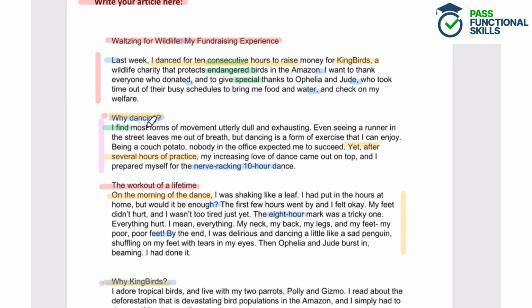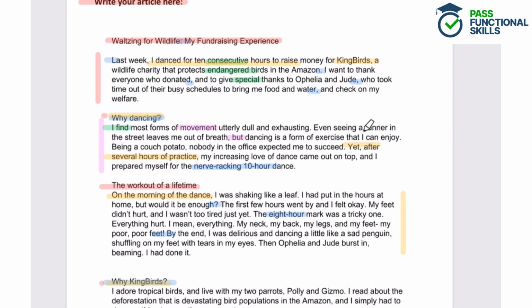So we've got, "I find most forms of movement utterly dull and exhausting." So they've given their negative opinion of movement and exercise there. And then they've elaborated on this, saying, "Even seeing a runner in the street leaves me out of breath." But we've got a connective there to connect another idea onto this sentence and provide a contrast. So "seeing a runner on the street leaves me out of breath, but dancing is a form of exercise that I can enjoy."